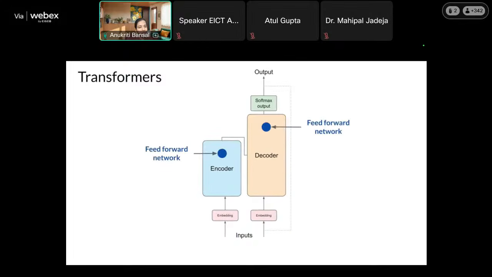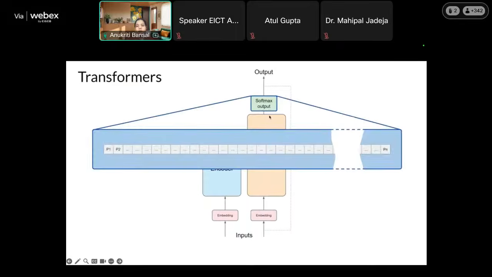Then we have a feed-forward network to provide some non-linearity. And in the decoder, we have softmax, which assigns a probability score to all the tokens in my vocabulary and predicts the word which got the highest probability out of all the tokens I have in my vocabulary. So this is the basic architecture of transformers.